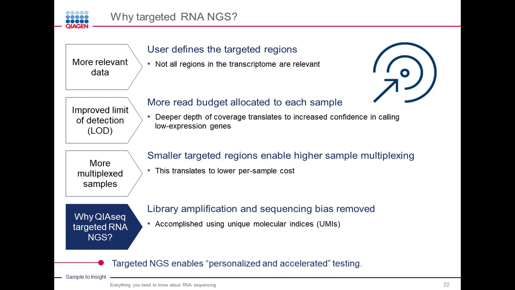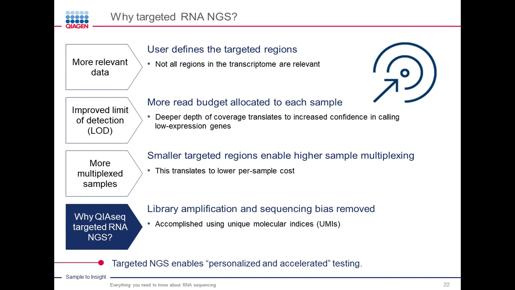Also, you have an improved limit of detection because more read budget is allocated to each sample. When you're only focusing on what exactly you need, it gives you increased confidence in calling your low expression genes. Tied with this is that you can multiplex more samples together. Typically, when you're performing a whole transcriptome analysis, if you've polyA enriched, you need about 25 million reads per sample. However, when performing targeted RNA-seq, and say you're only multiplexing 500 targets together, you need much less read budget for your sample.